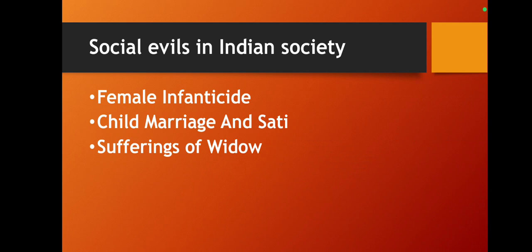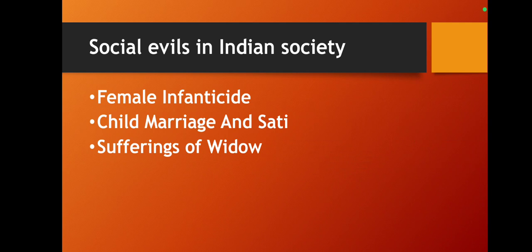society. These social evils were female infanticide, child marriage, sati, and the sufferings of the widow. Female infanticide means that when a female child was born, she was killed at once, just after her birth, and it was very popular in India. Many people used to do this.